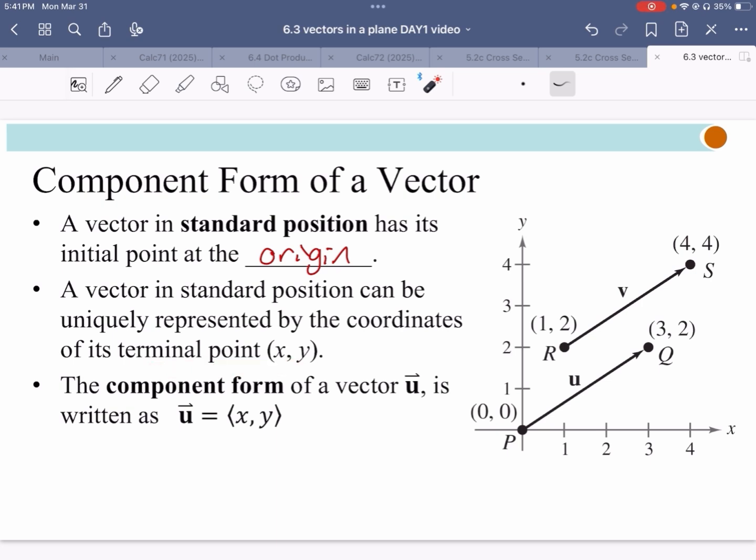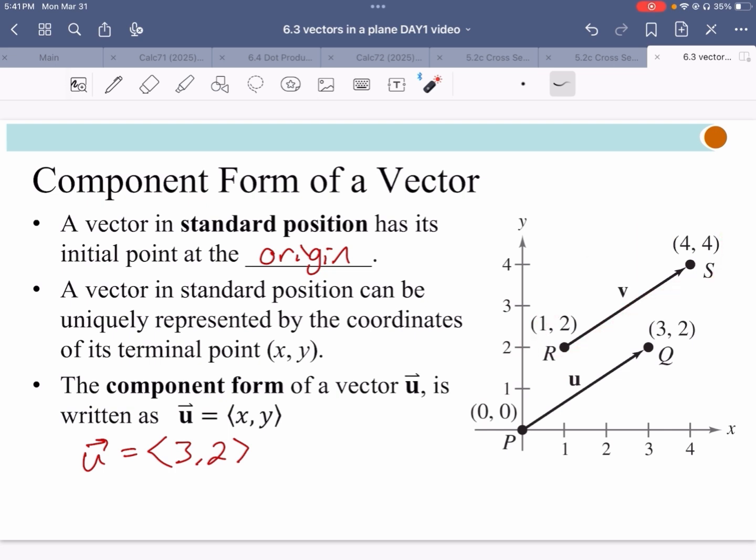You can see here that this vector PQ starts at the origin and ends at 3, 2. So we could say that vector U is, and we're going to use pointy brackets, 3, 2, pointy brackets. You can see them typed right here. So vector U can be written as pointy brackets x, y.